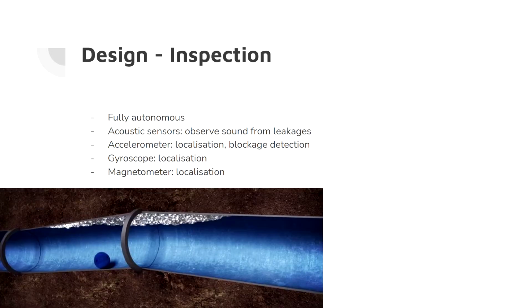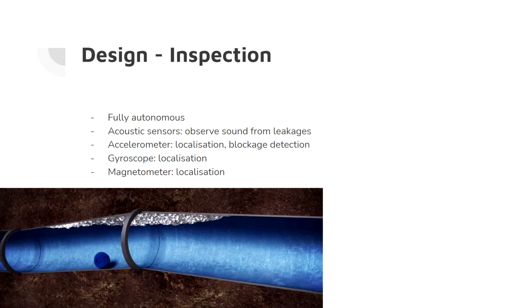The ball consists of several sensors: the acoustic sensors, accelerometer, gyroscope and magnetometer. Each of them serves a purpose. The acoustic sensors observe the distinguishable emitted sound from active leakages in the pipe. The accelerometer, gyroscope and magnetometer are used to approximate the ball's location in the pipe. This is later needed to determine where exactly the problem is in the pipe, and will be explained later.